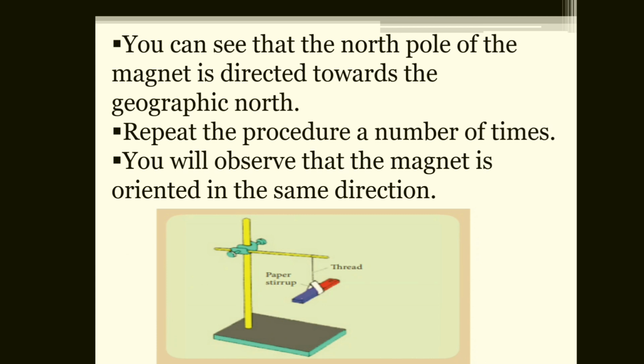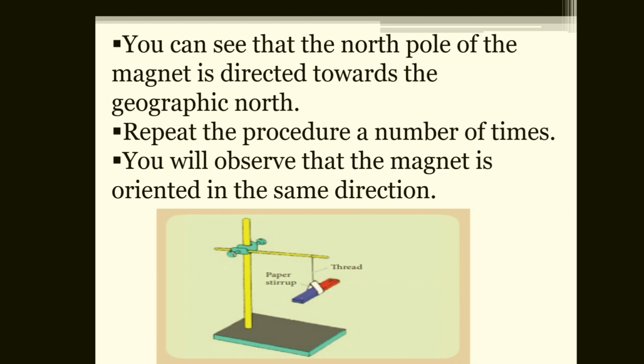You can see that the north pole of the magnet is directed towards the geographic north. Repeat the procedure a number of times. You will observe that the magnet is oriented in the same direction.